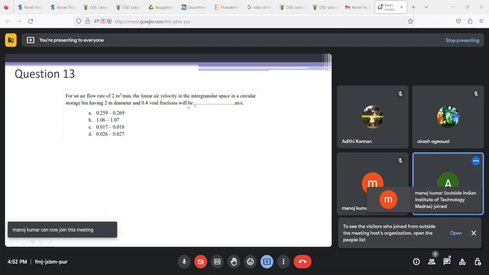We need to figure out what is the linear air velocity in the intergranular space, that is between the two grains, or basically in the void region. What is the air velocity is the question. So any clue how to proceed with this? How do you, from the flow rate, calculate the velocity? And from that, how do you calculate the velocity in the intergranular space alone?